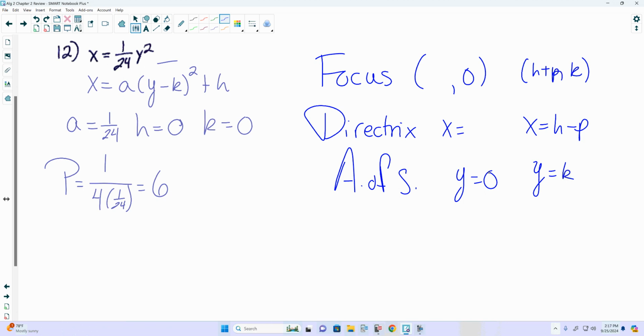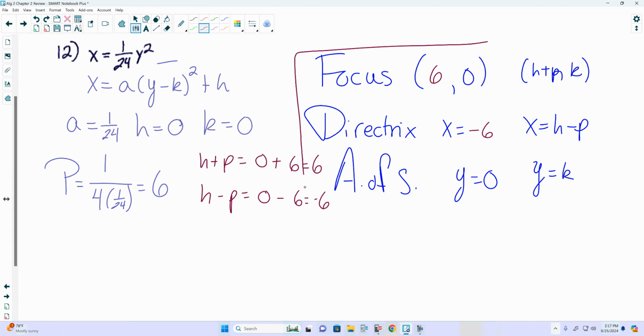The only thing we don't have yet is h plus p and h minus p. Well, what's the value of h? 0. What's the value of p? 6. 0 plus 6 is 6. So the focus is 6, 0. H minus p, 0 minus 6 is negative 6. That's it.